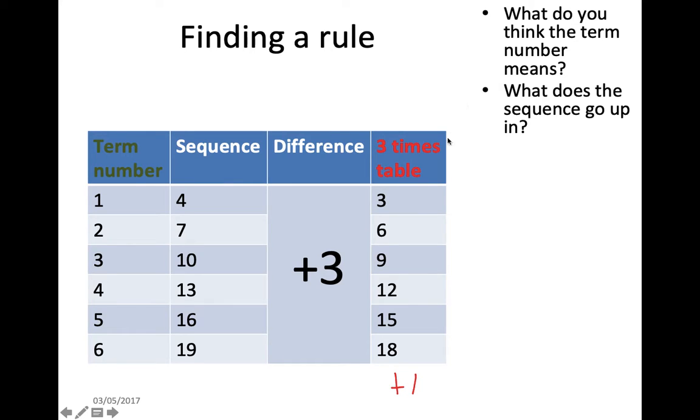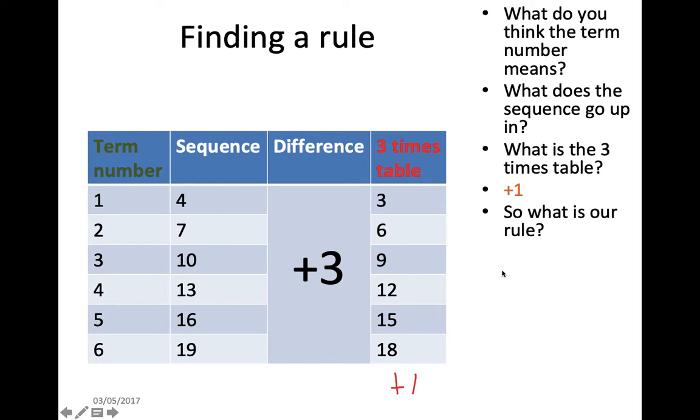The term number means what it goes up in terms of: this is the first term, so this is the second term, it goes up in 1s. We've talked about the sequence going up in 3s, the 3 times table, and we need to add 1 to the 3 times table. So our rule clearly is going to be 3n plus 1. This just means 3 times the term number plus 1.